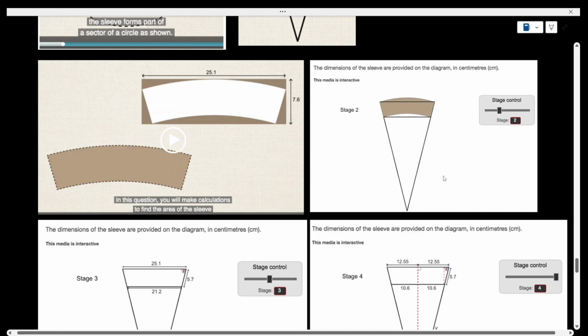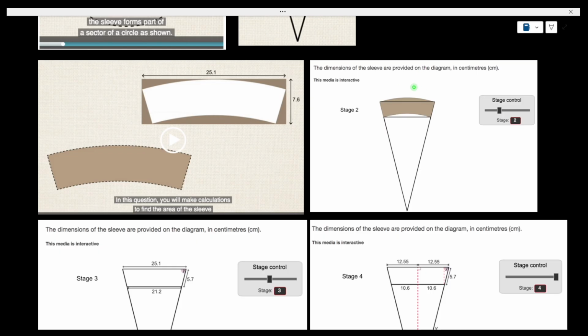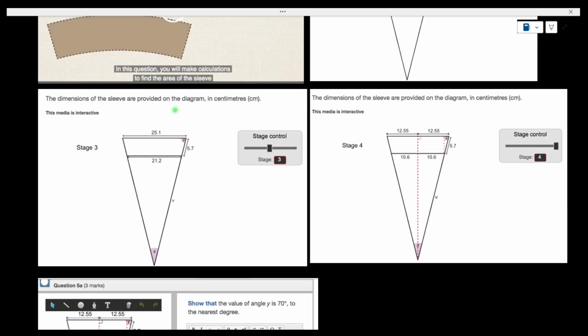So how are you going to do it here? The dimensions of the sleeves are provided on the diagram in centimeters. This is stage 3 where this width is given, and here it is 5.7. Then in stage 4 you will see that they are drawing the line where the angle here is x, and this angle is y, and they are dividing 25.1, the diameter, into 12.55 and 10.6.